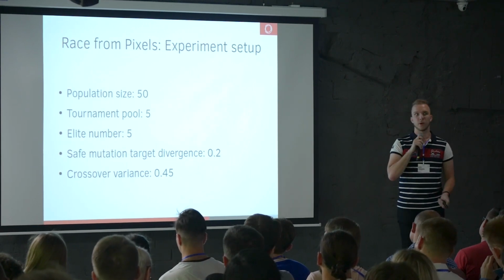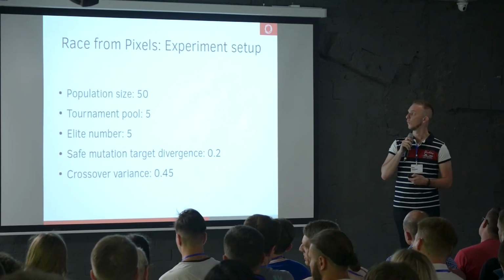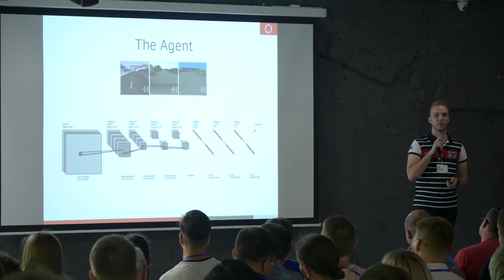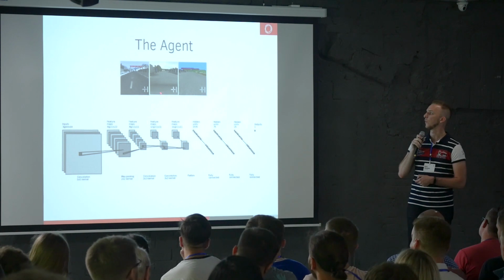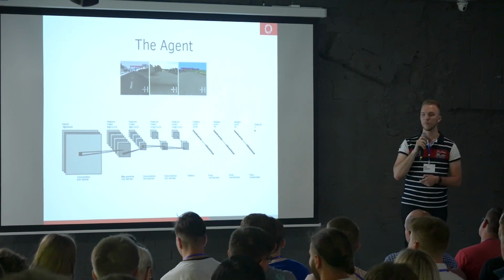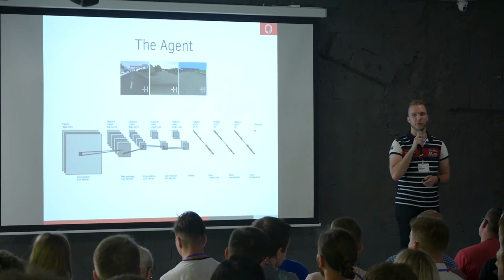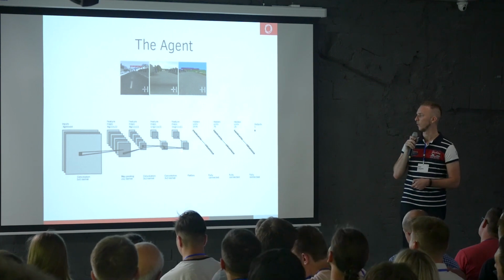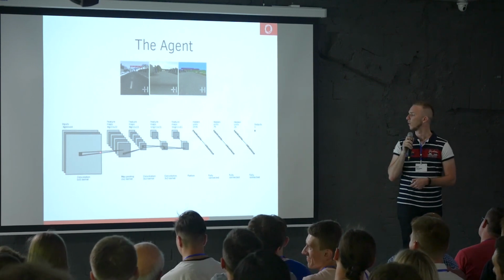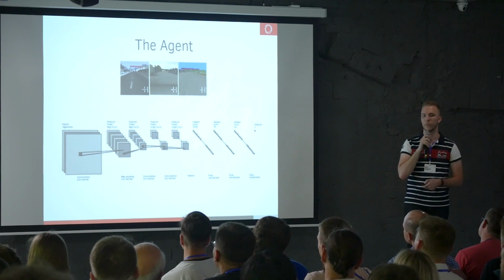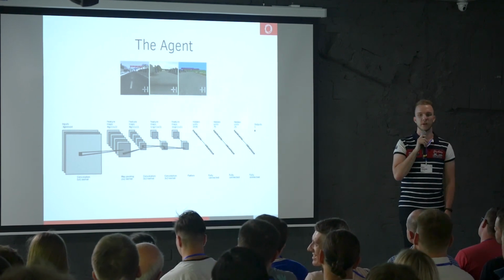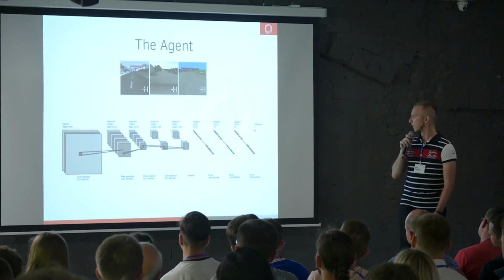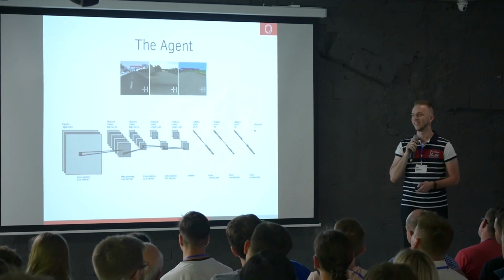And here in our experiments, we use these parameters. The agent is defined like this: it takes as input a 64 by 64 color image, with 3 RGB channels, and the agent structure is in here, but besides this, here are 3 outputs for the gas pedal, brake pedal, and steering.